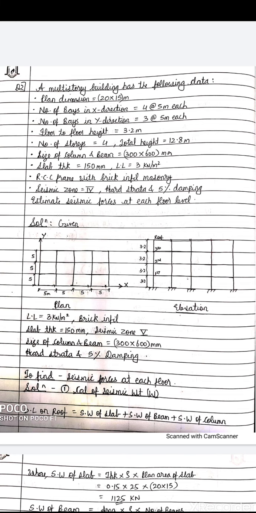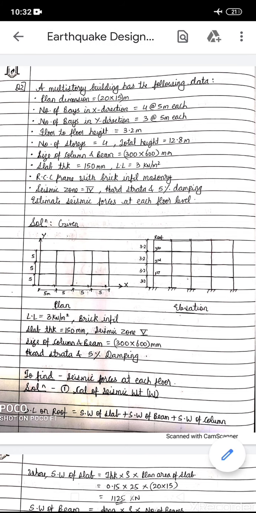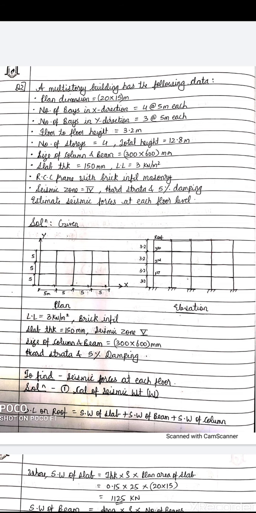A multi-story building has the following data. The plan dimension is 20 by 15 meters. Number of bays in x direction is 4 at 5 meters spacing. Number of bays in y direction is 3 at 5 meter spacing. Floor to floor height is 3.2 meters. Number of stories is 4 and the total height is 12.8 meters.